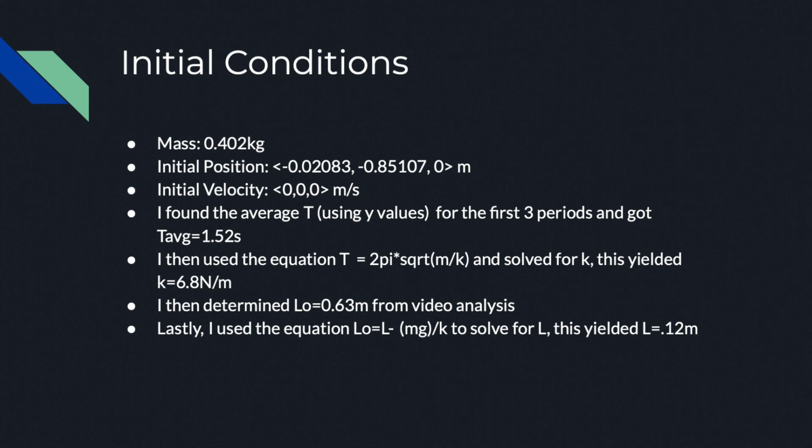I found the average T using y values for the first 3 periods and got T average equals 1.52 seconds. I then used the equation T equals 2 pi times square root of mass divided by k and solved for k. This yielded k equals 6.8 newtons per meter.